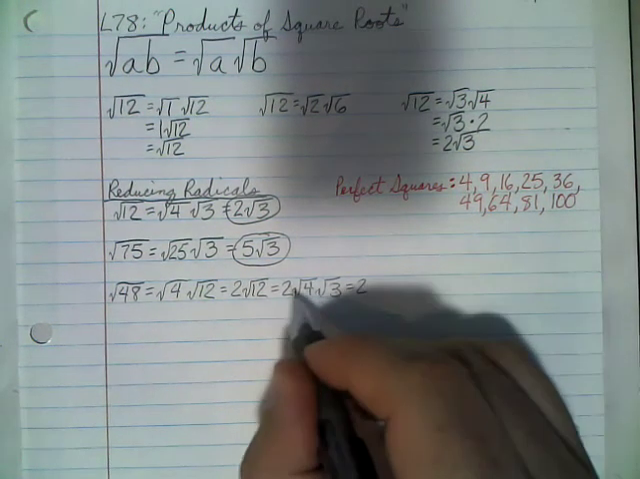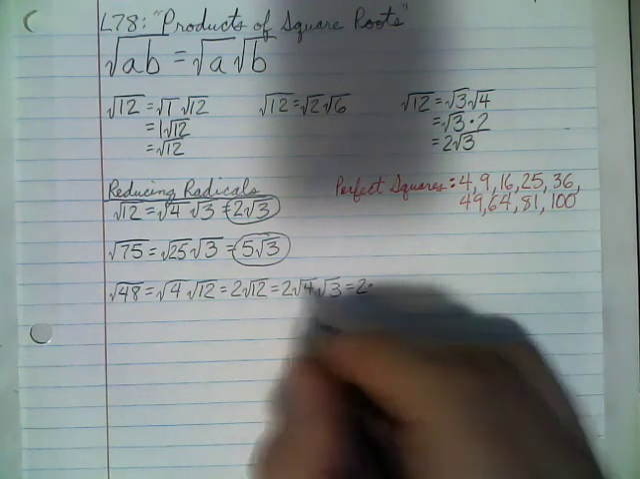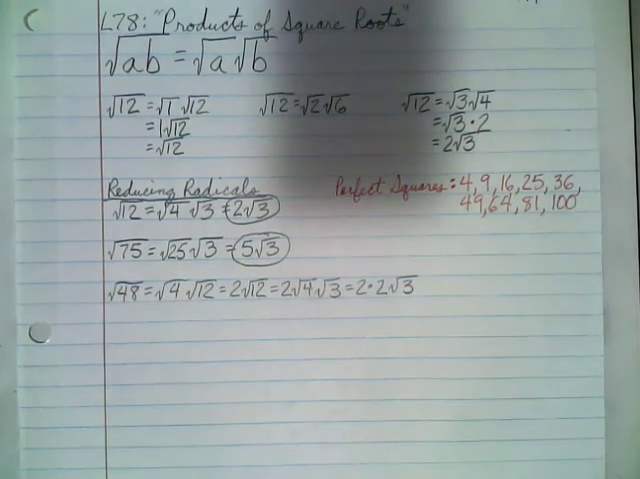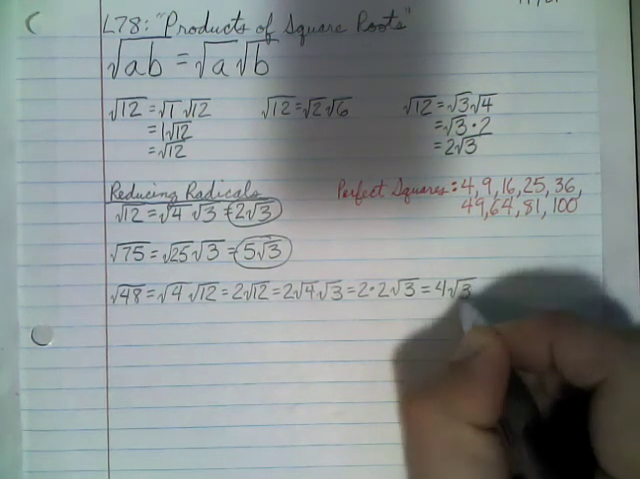So now I've got my 2, that was outside, times my 2, that is the square root of 4, and then, well, square root of 3 is just stuck. Last step, finish this off. 2 times 2 is 4, so this is 4 square roots of 3.